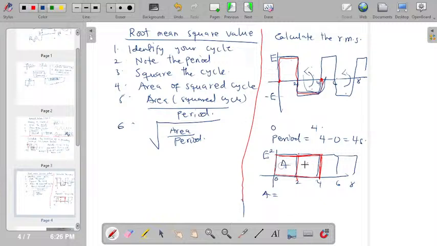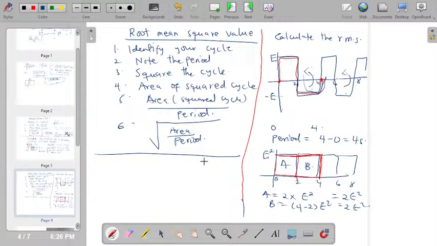For A, I'm going to have 2 times E squared. Then B is equal to 4 minus 2 times E squared. This gives me 2E squared, and this also gives me 2E squared. Therefore, the area of my squared cycle becomes 2E squared plus 2E squared, which gives me 4E squared, and this is the entire area of our squared cycle.